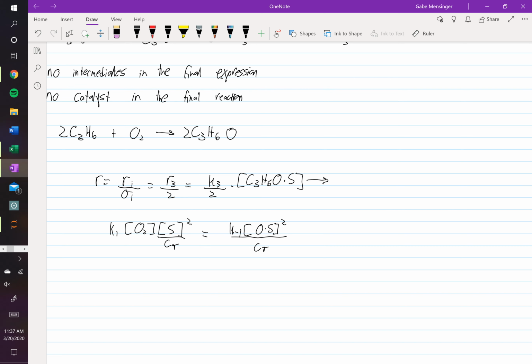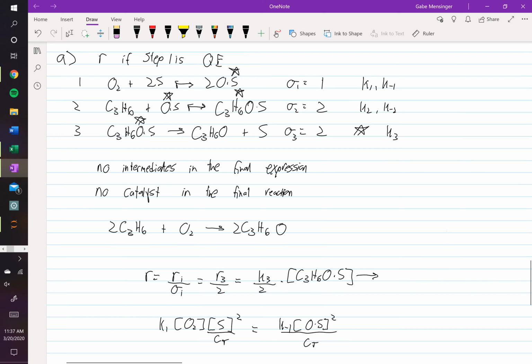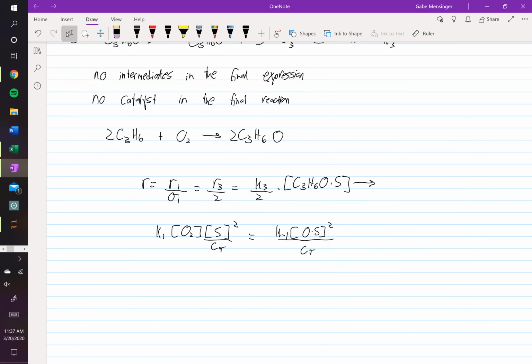So remember, we said that our surface species, anything bonded to the catalyst, is kind of an intermediate. So we're going to assume that right now OS is our intermediate, so we'll solve for that. Oh, I'm struggling. The CTs in this case will cancel out. I don't know why I did that.